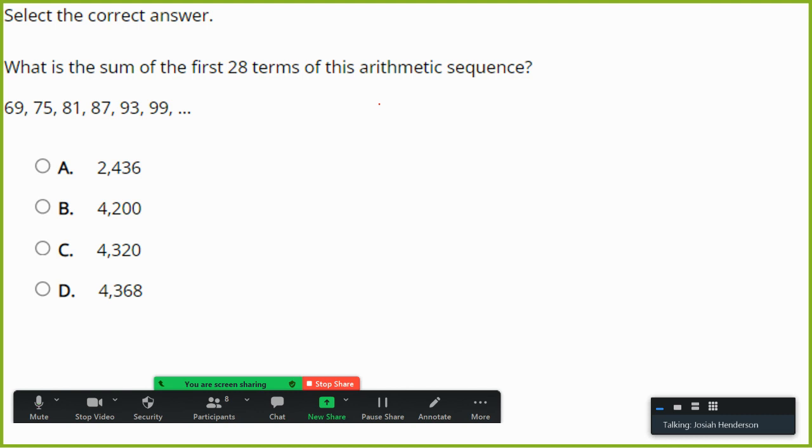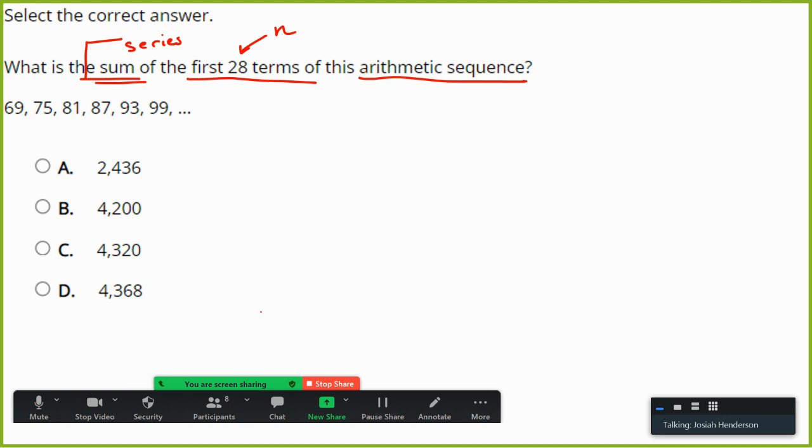Here we go. Let's do this as a group. What is the sum of the first 28 terms of this arithmetic sequence? All right, cool. So they're telling us it's arithmetic, and they're also telling us they want the sum. So that means we're going to use the series formula. That means if we plug in all the right parts, it adds up all the terms for us up to n of 28, the first 28 terms.